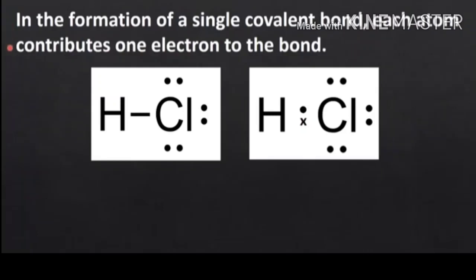Let us take an example of covalent bond, that is hydrochloric acid. In the formation of a single covalent bond, there is contribution of one electron from each atom. Only then will the formation of a covalent bond take place.